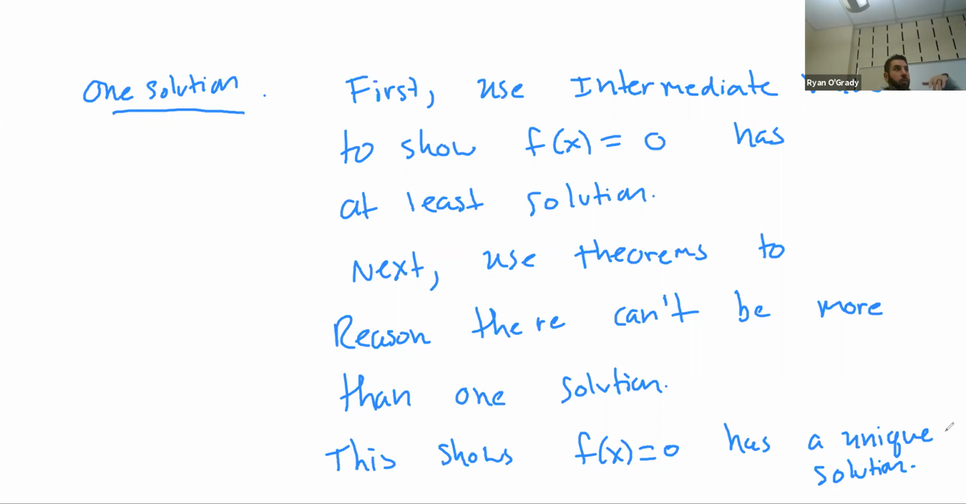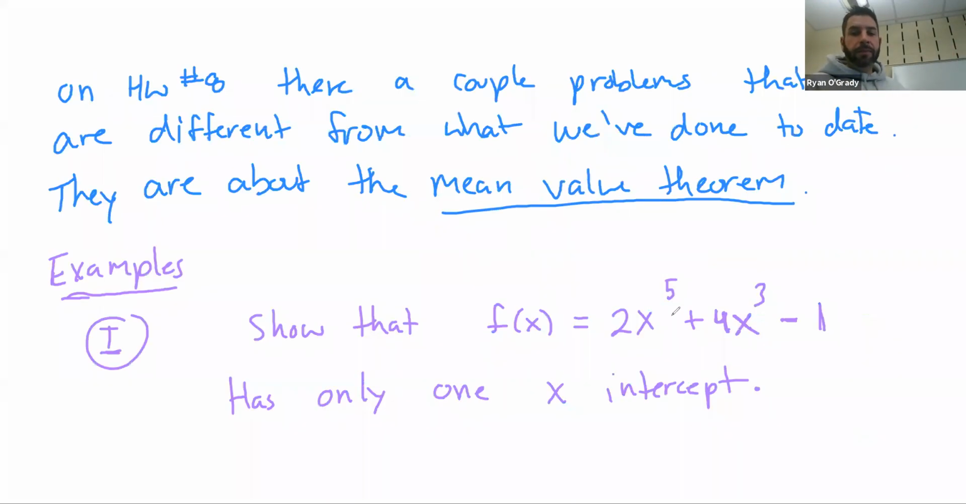But it doesn't tell us where we hit 0, and it also doesn't tell us how many times we hit 0. It just says it happens at least once. And so that's not enough to show that the solution's unique. So what we need to do is use some more thorough reasoning. Once we know that there's at least one solution, and by the way, when I say has x-intercepts, that's the same thing as solving f of x equals 0. We call those roots or zeros.